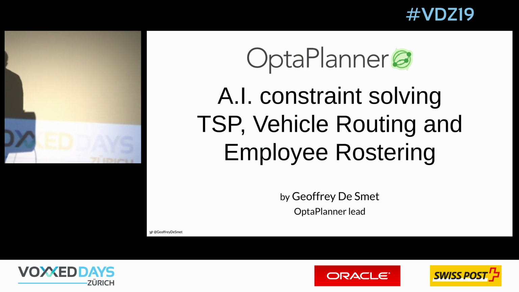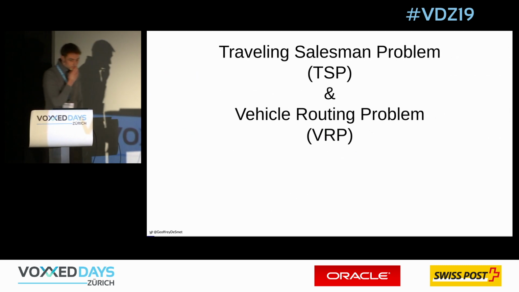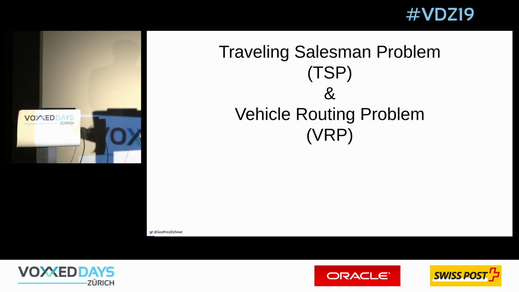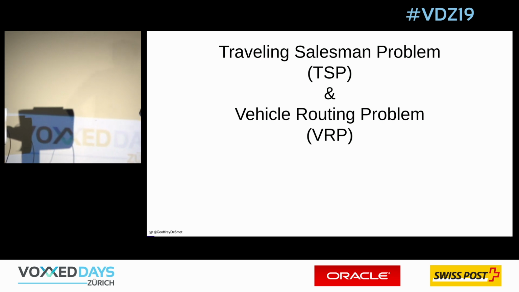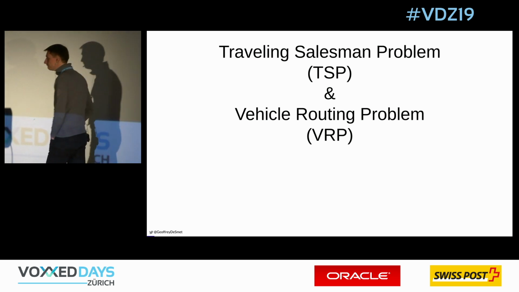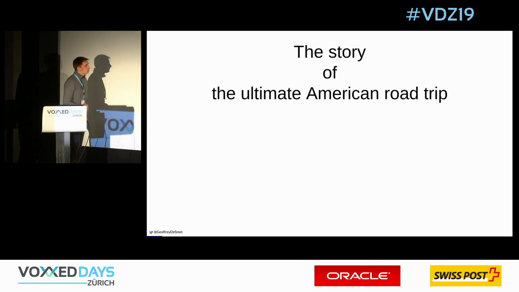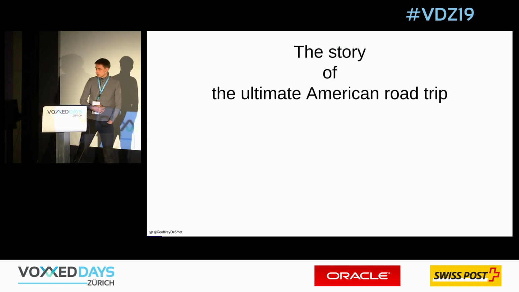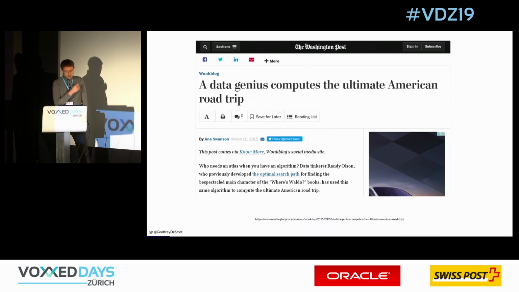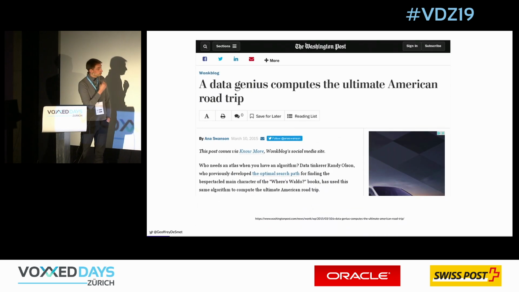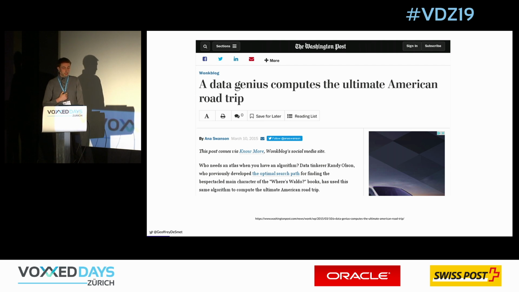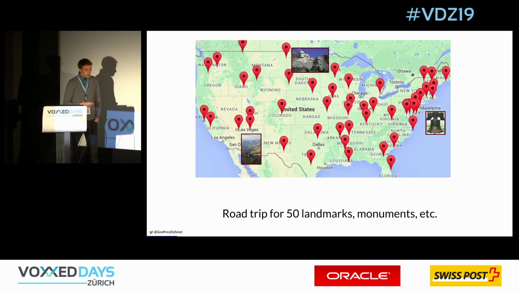So let's get started. The first use case I want to talk about is the traveling salesman problem and the vehicle routing problem. About 2 or 3 years ago, there was the story of the ultimate American road trip. In the newspapers, this is the Washington Post, they claim that a data genius computed the ultimate American road trip, and they also claim that he found the optimal path. So let me just show you what the problem was.